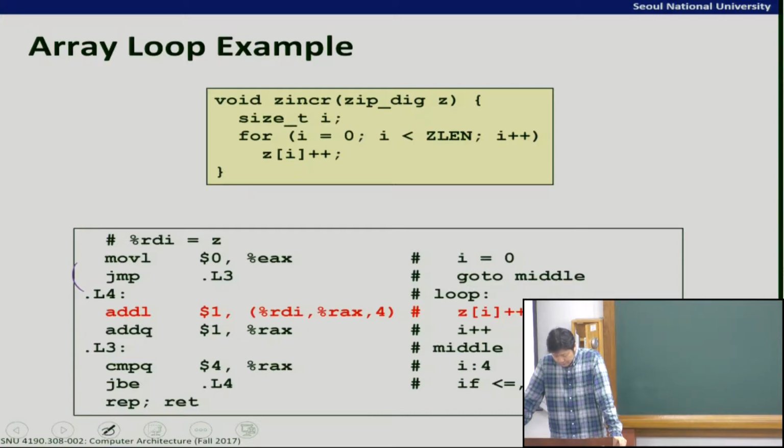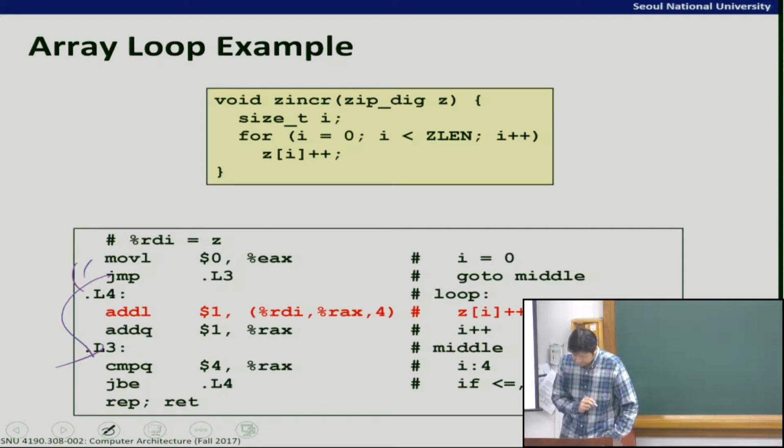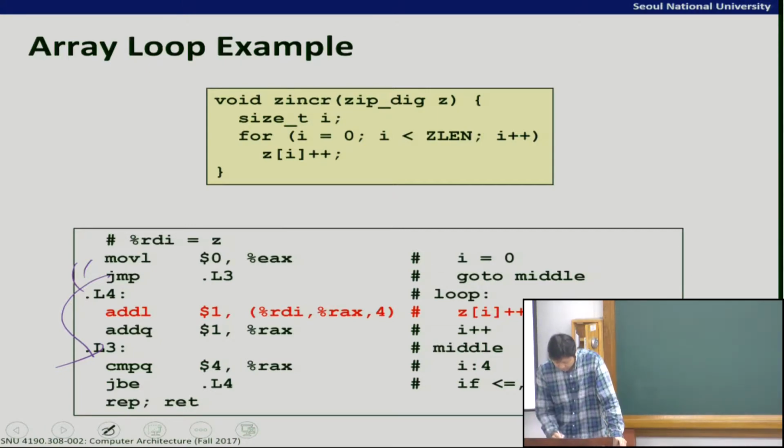It first initializes the value of I to 0, and it jumps into the middle. That's the initialization, and it jumps into the middle to test the condition, because this part is basically testing this condition, right? Whether it's satisfied or not.